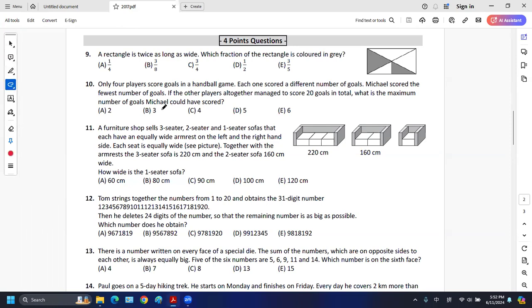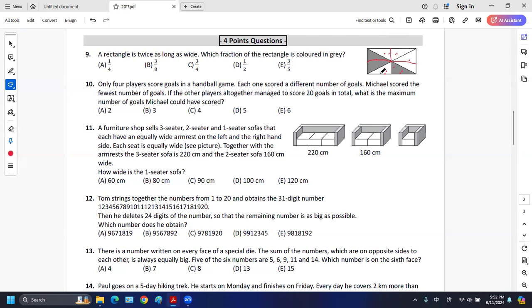A fraction of the rectangle is colored in gray. Here, there's 1, 2, 3, 4, 5 pieces, but only these two are equal pieces. But if we split these two, these 4 are the same. Now we can split these 2 in half. And now all of these pieces are equal. So now we can start.